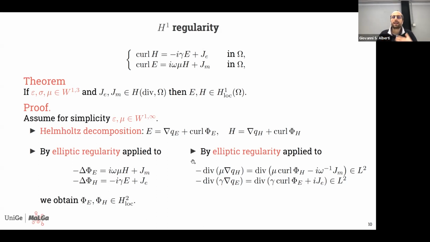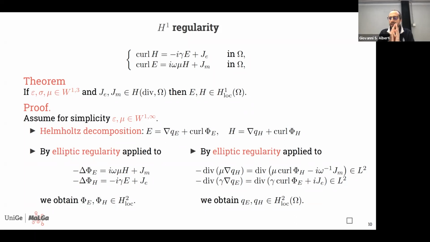And so again, exactly as in the zero frequency case, I'm left with two elliptic PDEs with non-constant coefficients, but still I can apply the H2 regularity for those elliptic PDEs, which is granted as soon as mu and gamma are W1 infinity, since the right-hand side is in L2, again, by the regularity that you see in this argument of these divergences. So just apply elliptic regularity, you get QE and QH in H2. But then if all the potentials, the phis and the q's, are in H2, their gradients and curls will be in H1, and so E and H will be in H1. And this basically proves the result.